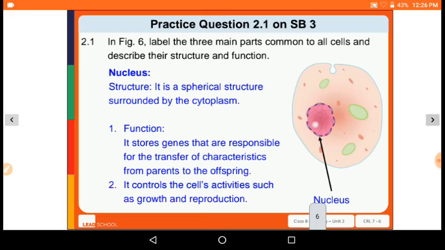Okay? Next. The third one is the nucleus. It is a spherical structure surrounded by the cytoplasm. It stores the genes and is responsible for the transfer of characteristics from the parent to the offspring. It controls cell activities such as growth and reproduction.